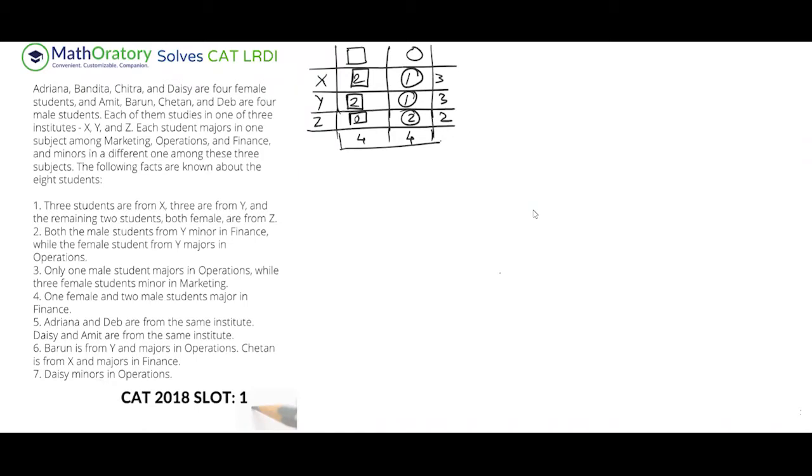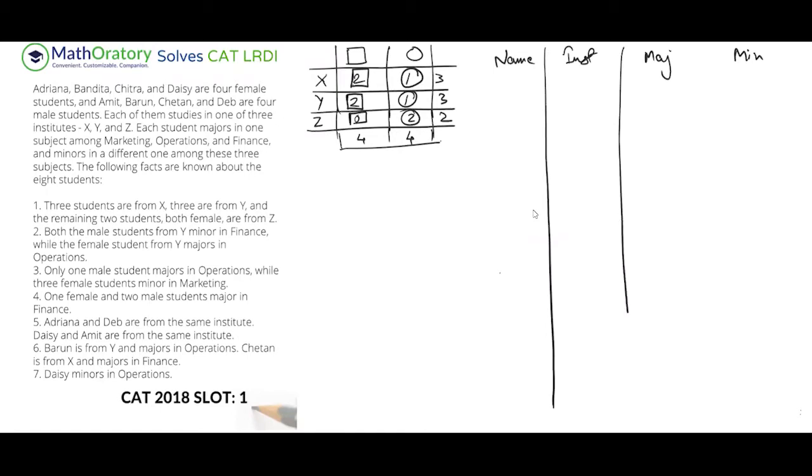Now let us get into the table. We are going to take the columns here: name, institute, major, and minor. Let us collect the information as we go ahead. This approach was actually suggested by one of my students, and it's a very nice one. You don't have to fill up any column to begin with. You can just start off with all the information that you're getting and then try to collate it together. So let us discuss that.